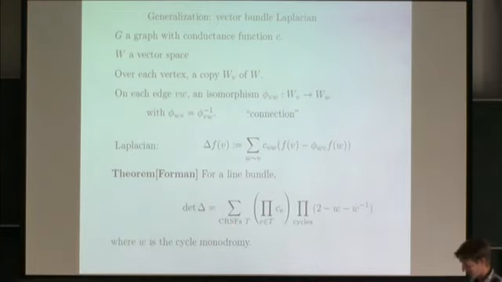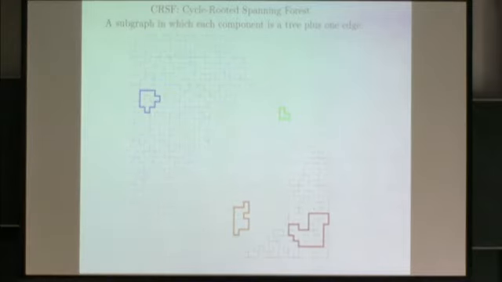Here, maybe I should show the objects first, and then we'll discuss the formula. So now the objects are called cycle-rooted spanning forests, CRSF, and they look kind of like this. What is a cycle-rooted spanning forest? It's a subgraph, a collection of edges of your graph, where each component has a unique cycle. So each component looks like a tree with one extra edge. I don't know if you can see the colors here, but there are supposed to be 4 different components. This big blue component looks like a tree everywhere, except there's one little cycle there. So it's not really a forest, because each component is a cycle-rooted tree.